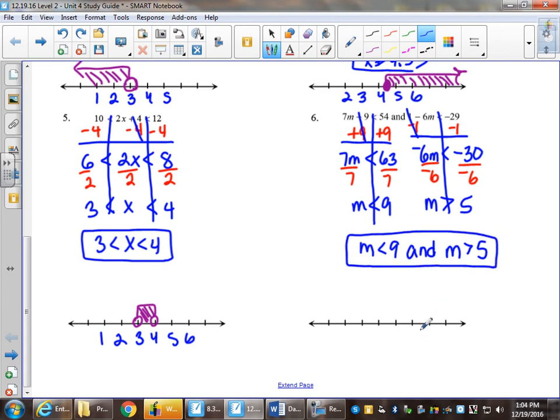Let's see what that graph will look like. I need to get 5 and 9 to fit. So 5, 6, 7, 8, 9. Open circles on both. Open circle on 5, open circle on 9. Really think about what an and means, okay? So m is less than 9 means it's going to go this way, and m has to be greater than 5. So it's all values between 5 and 9. Remember, all and inequalities look like this, where we're strictly between two values. There's no arrows going on forever and ever for these ones.